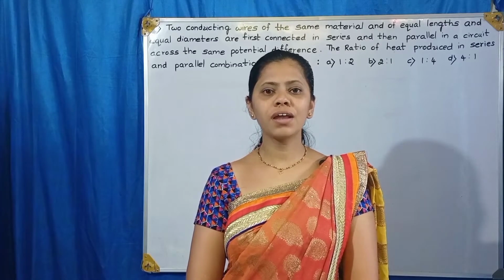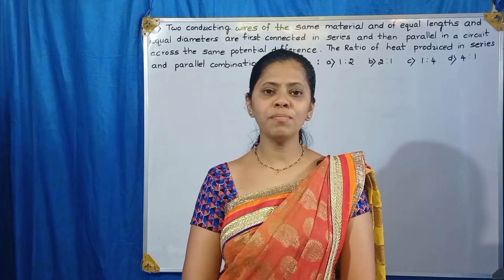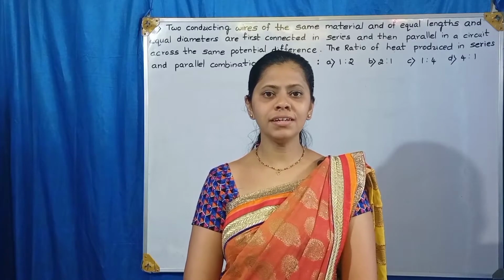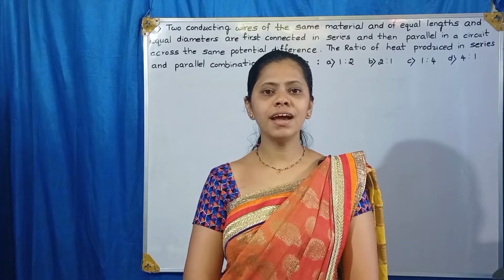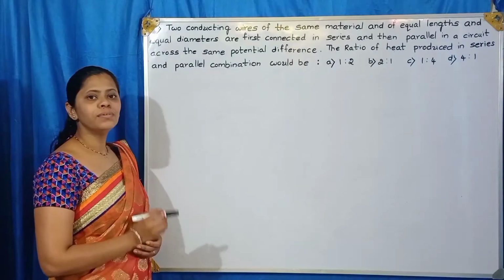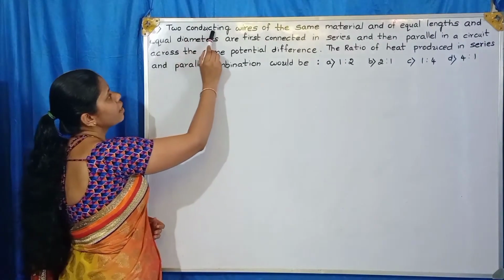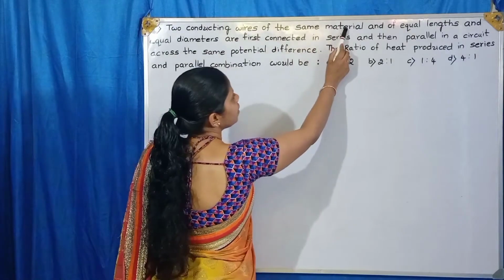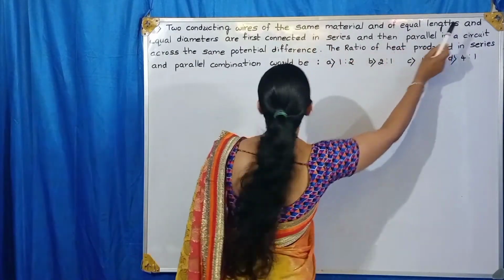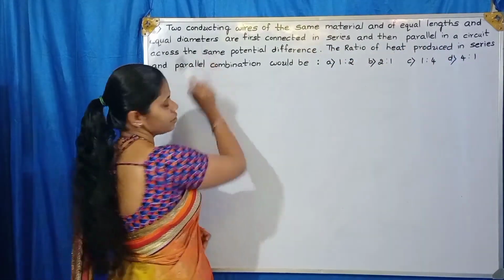In this class, we are going to solve the numerical problem of the lesson Electricity, 10th Standard NCERT syllabus. Now, let's solve the question part by part. Two conducting wires of the same material and of equal lengths and equal diameters.